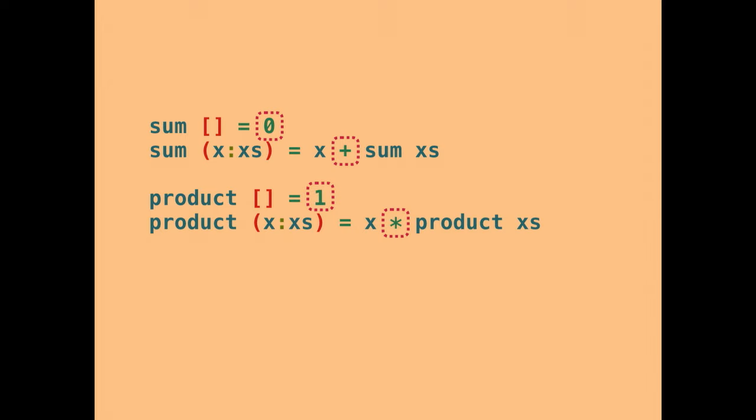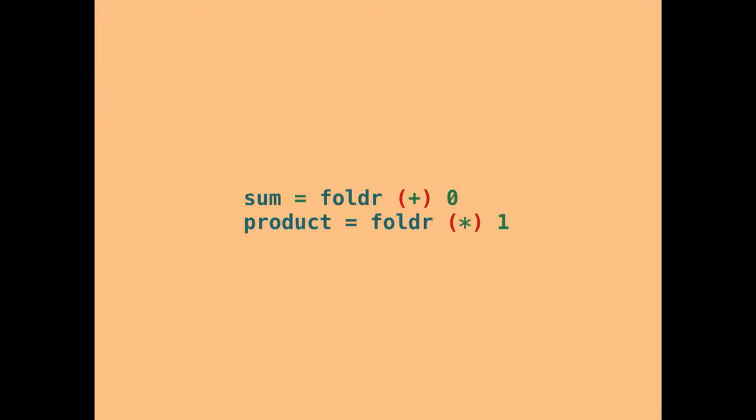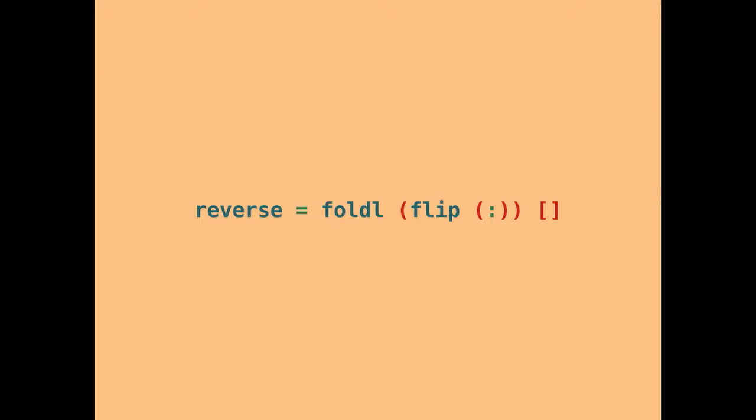And this is a pretty common pattern. So we can write product in the exact same way, except it has one and times instead of zero and plus. And so these common patterns are often factored out into functions that we can reuse. In this case, it's the function foldRight. And so sum is foldRight with plus and zero, and product is foldRight with times and one. There's also a foldLeft, which folds in the opposite direction. We can reverse a list by folding it to the left with the flipped constructor of the list.